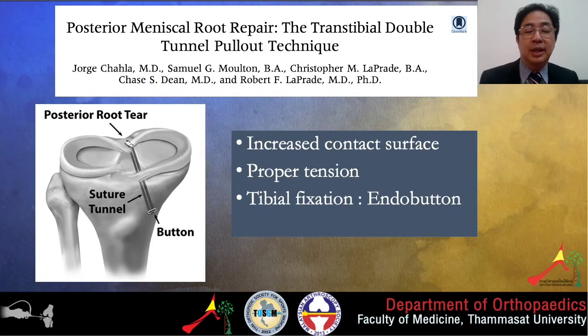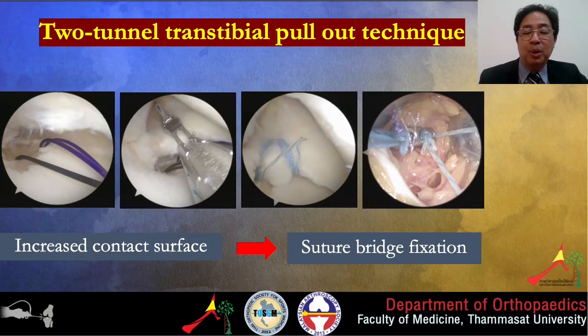In 2016, George proposed the double tunnel pull-out technique. He claimed that this technique may increase the contact surface at the root and better contact healing. This is my patient with double tunnel pull-out technique. I did the suture bridge configuration like rotator cuff repair to increase the surface contact healing.